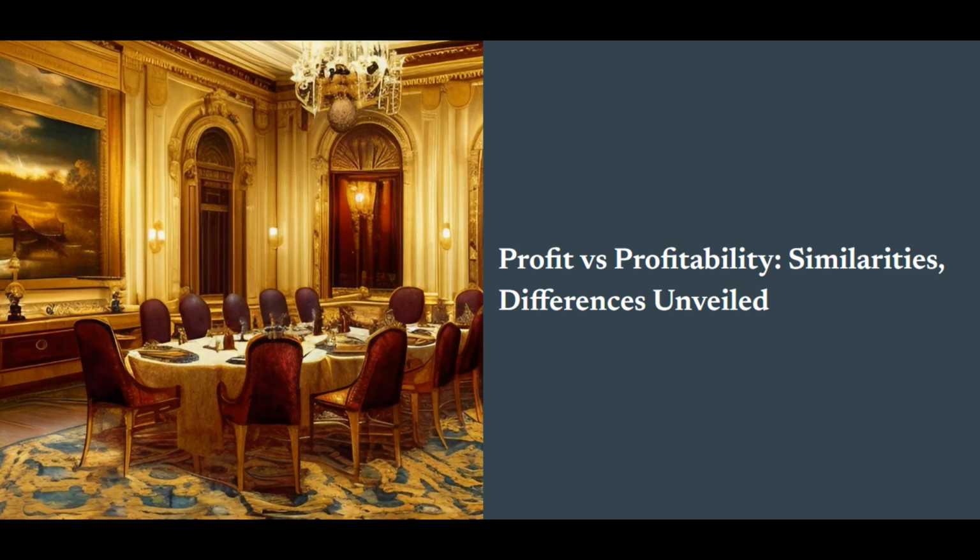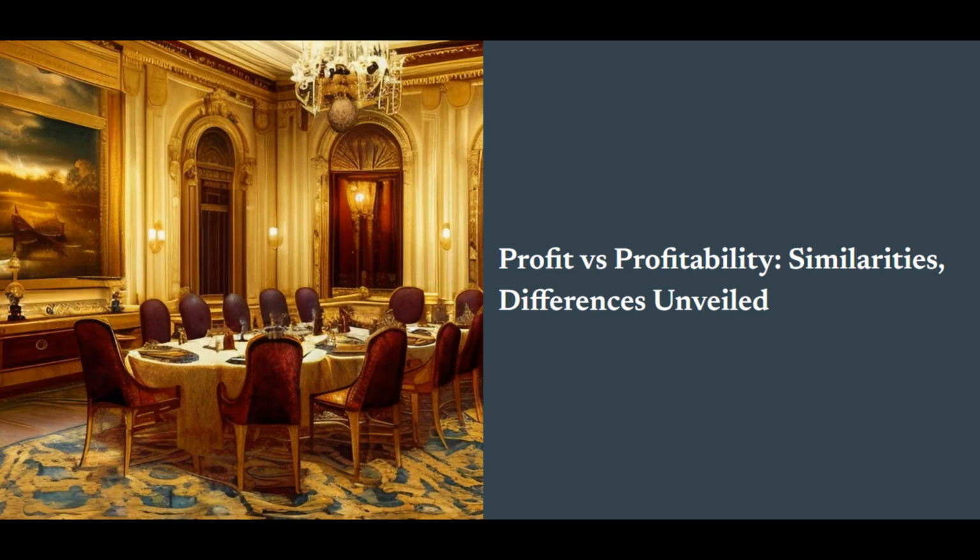Another key difference is that profitability is a relative metric. It allows you to compare your performance against competitors. If your profit margin is significantly higher than that of your competitors, it indicates that you're doing something right. Profit, however, is an absolute measure. It tells you how much money you have, period.